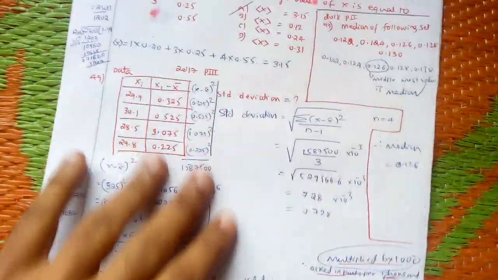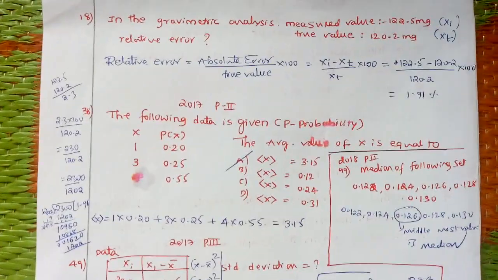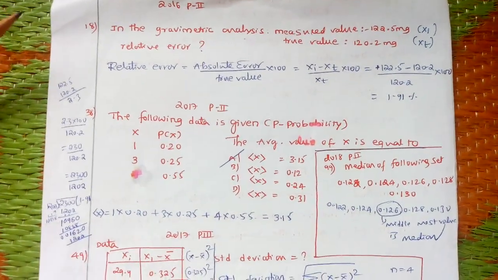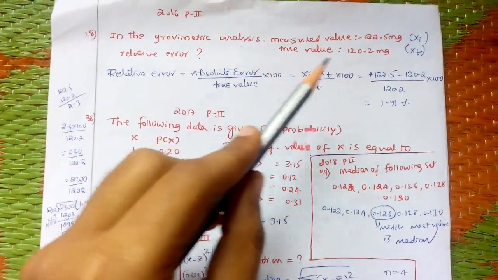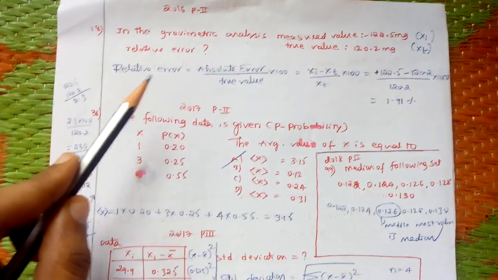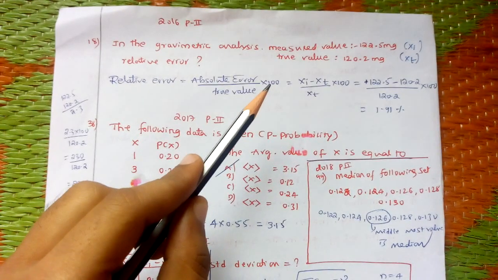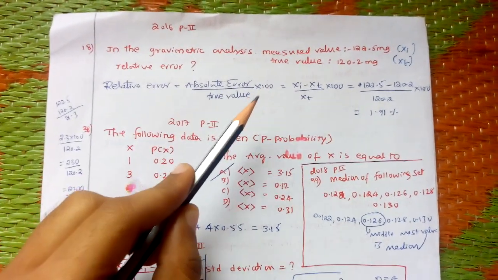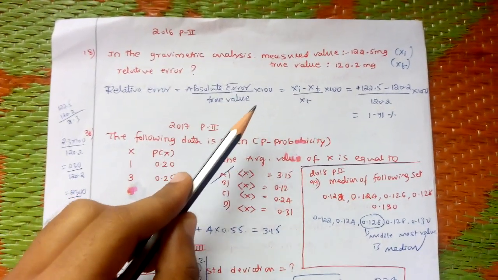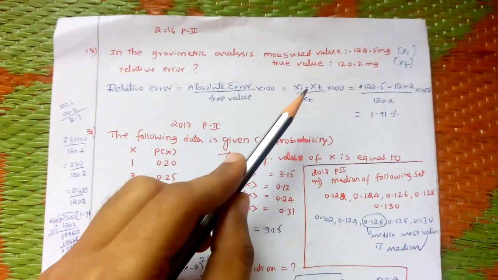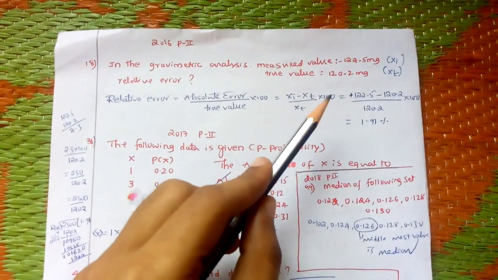Next question. In 2016 they asked, in gravimetric analysis, the measured value and true value are given. They asked to find relative error: absolute error divided by true value into 100. For a percentage you multiply by 100. If they ask in parts per thousand, you multiply by 1000. Here (x minus xt) divided by xt into 100.